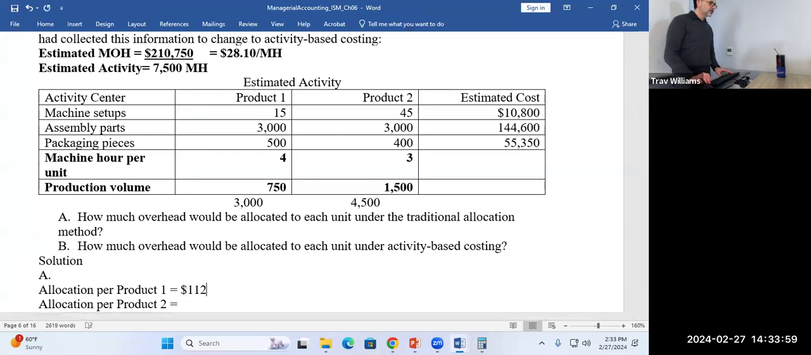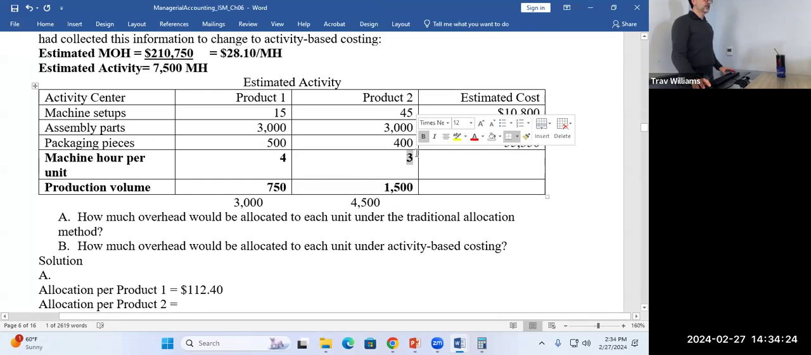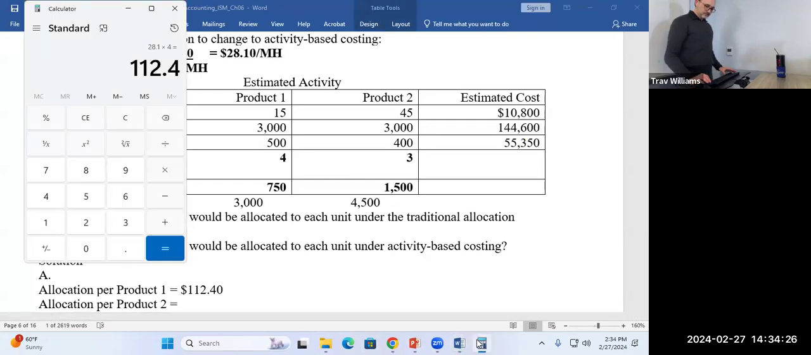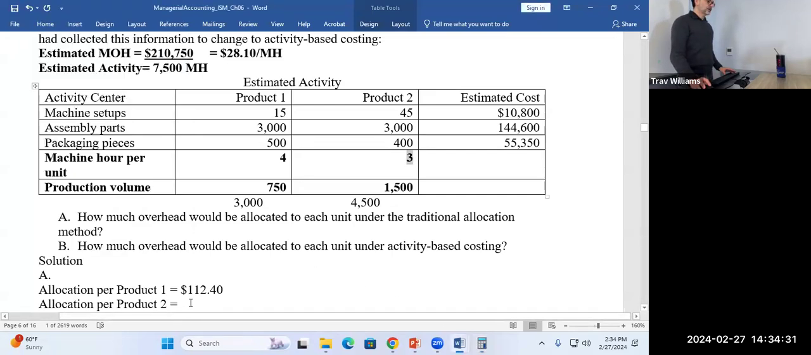Okay, did anybody have that answer? Yeah, you got it, Christina? Good job. Now that you get it, I think you'll get product two. How would we know our manufacturing overhead per unit for product two? Times 3, right? We take the rate, which is per machine hour, times 3 machine hours. And that comes out to 84.30.